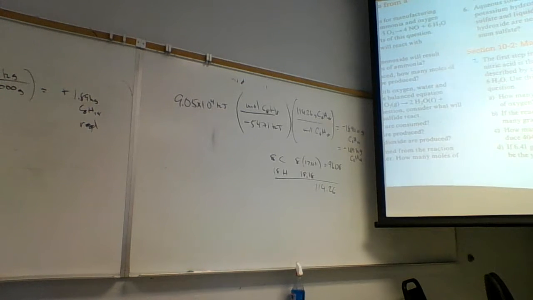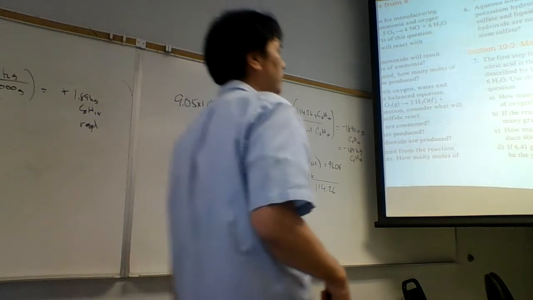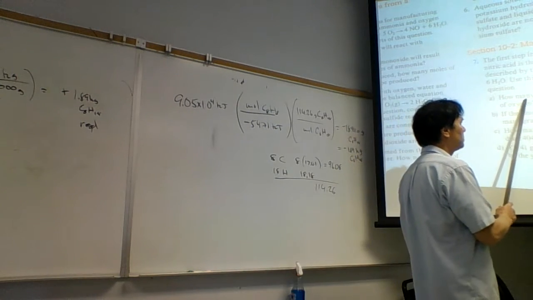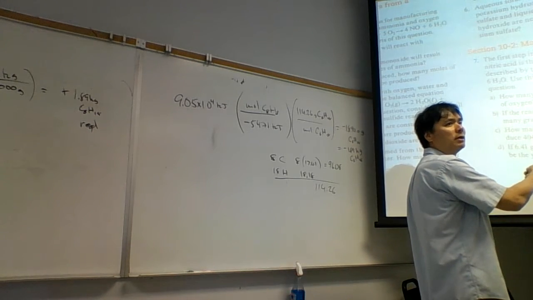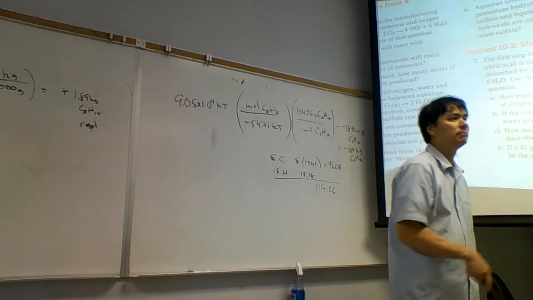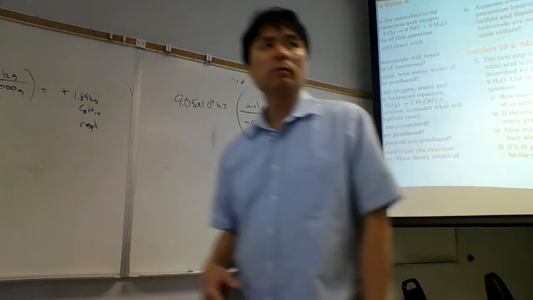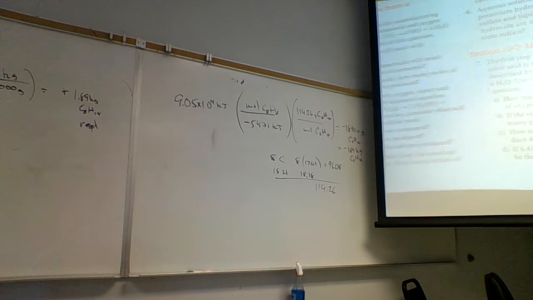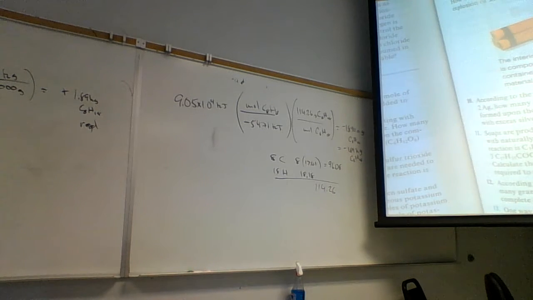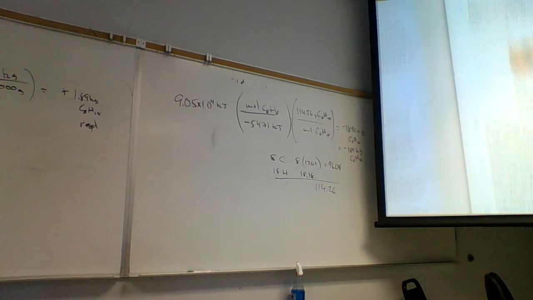In section 10.2, we kick it up a notch. We go grams of A to moles of A, moles of A to moles of B, moles of B to grams of B. All these problems are the same. It's a gram to mole, mole to gram conversion. And so we could look at some examples here. Number 9.